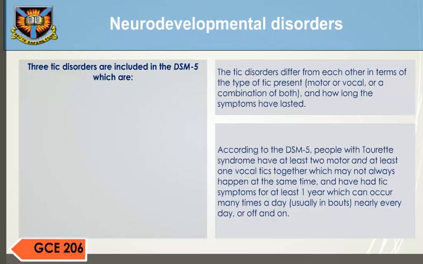According to DSM-5, people with Tourette's syndrome have at least 2 motor tics and at least 1 vocal tic, which may not always happen at the same time, and have had tic symptoms for at least 1 year, which can occur many times a day, usually in bouts, nearly every day, or on and off.